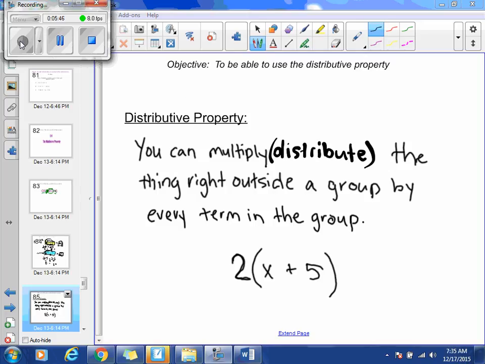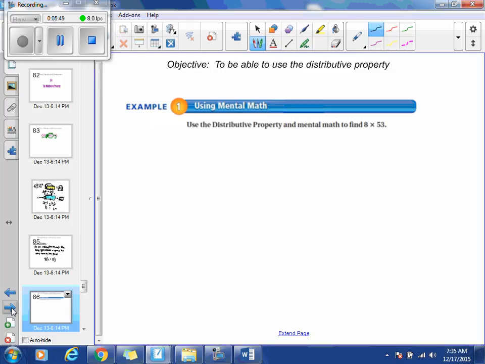Please make sure you get this definition written down. If you need to pause, you can. I'm going to move on.